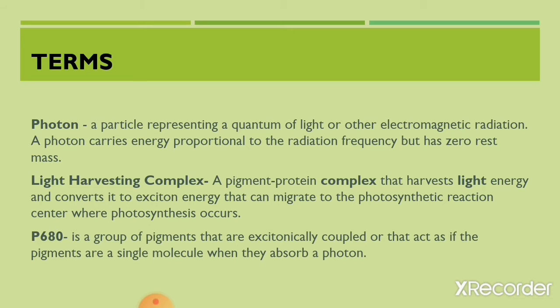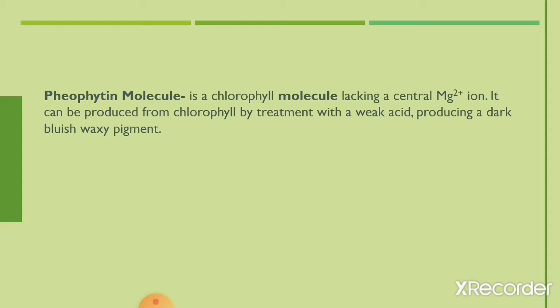P680 is a group of pigments that are excitonically coupled, or that act as if the pigments are a single molecule when they absorb a photon. Pheophytin molecule is a chlorophyll molecule lacking a central magnesium ion. It can be produced from chlorophyll by treatment with a weak acid, producing a dark bluish waxy pigment.